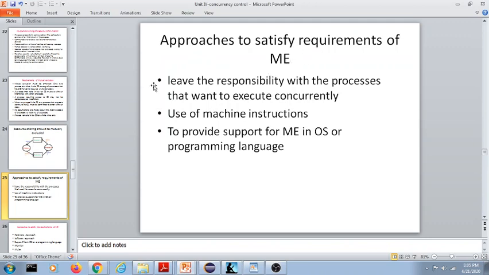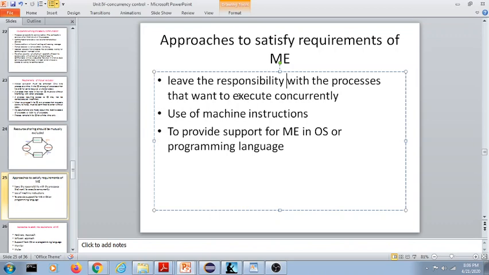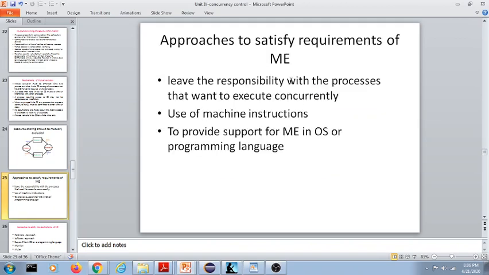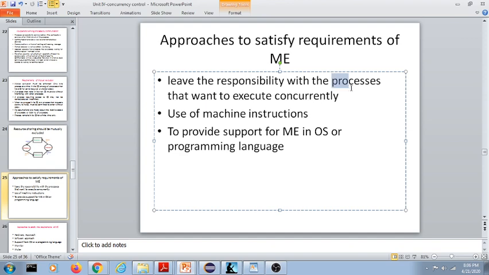The approaches are, first, you can leave the responsibility of performing mutual exclusion directly with the processes that want to execute concurrently. That means P1 is saying that I want resource 1, P2 is also saying that I want resource 1. Then you directly tell those processes, do whatever you want, you take care of that resource, and depending on mutual collaboration, you access that resource. That means you are giving the responsibility of mutual exclusion to the processes that want to execute concurrently. This is one approach.